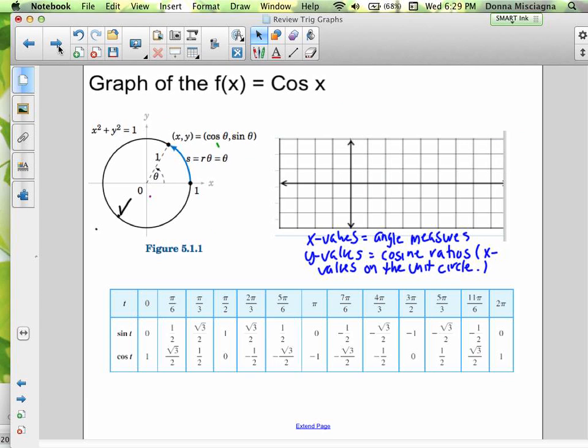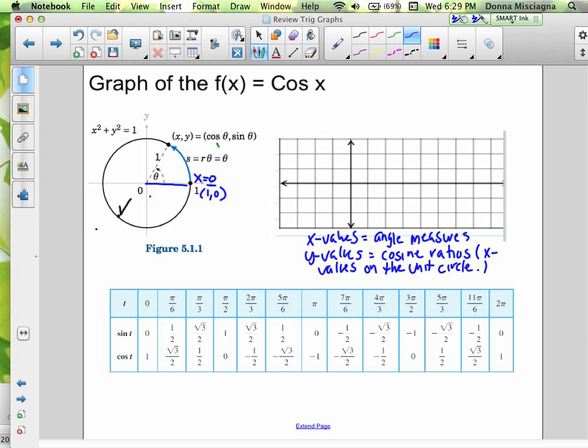and then we'll stop. Again, the x values are the angle measures. Now the y's are the cosine values. So whereas sine used the y values on the unit circle, cosine uses the x values on the unit circle. All right. So if we're going to be at 0 degrees, that's going to be our x. X will be 1. And that's the point 1, 0.